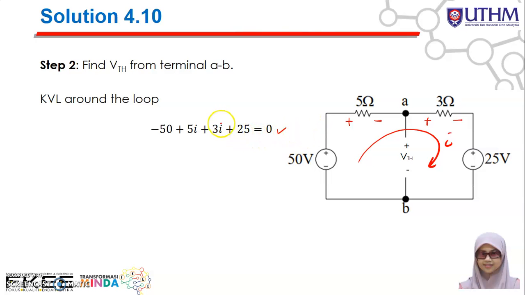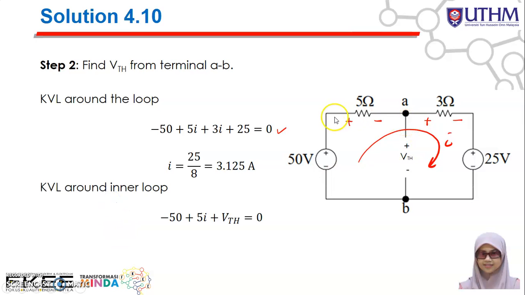Okay, and then based on this, you can further simplify your equation. So negative 50 plus 25 becomes negative 25. 5I plus 3I becomes 8I. So finally, I will be equal to 25 divided by 8. So I will be equal to 3.125.